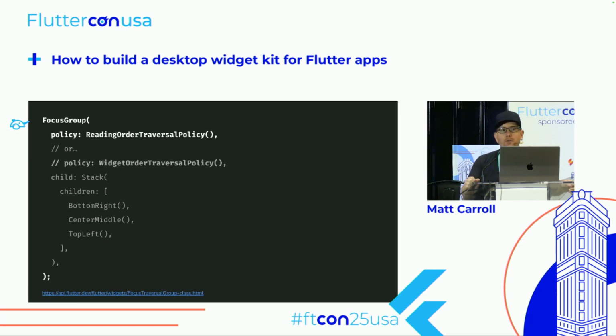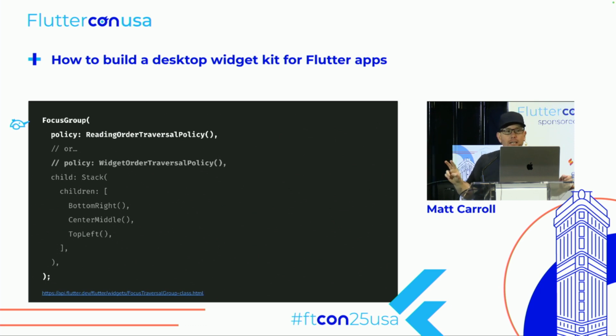The first one is a reading order policy. That policy inspects the actual render objects on the screen and tries to move from left to right, top to bottom. Unless your reading order is reversed. If you're in a right to left language, then it starts at the right, it goes to the left, and then top to bottom. That's your reading order.